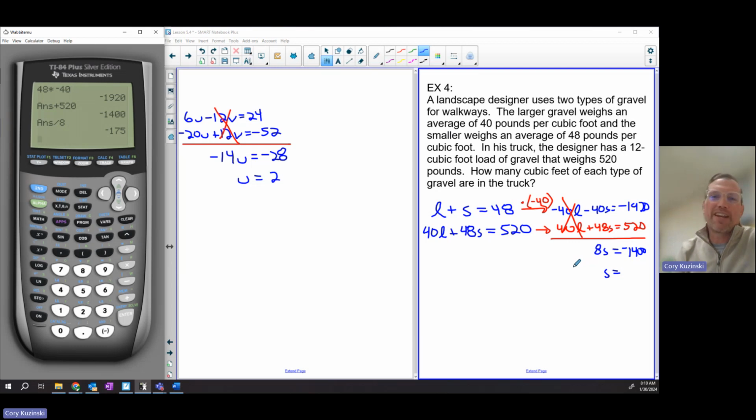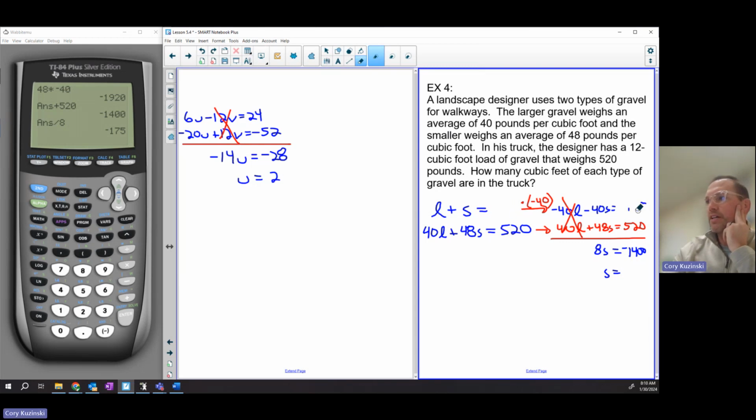Something went wrong, right? Can't have a negative cubic footage. What did we do wrong here? 40 pounds per cubic foot, and the smaller weighs 48. And this truck, oh, it's a 12 cubic foot load, not 48. There's my mistake. Okay, so let's go fix some stuff here. This is not 48, and this is not going to be that amount. So let's fix this.